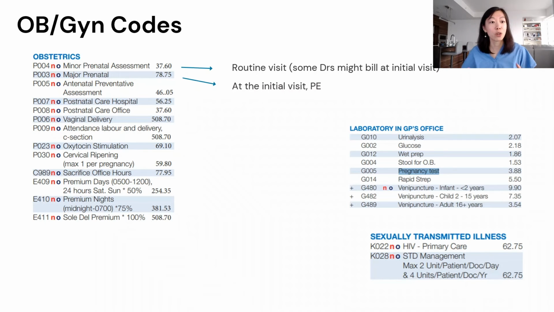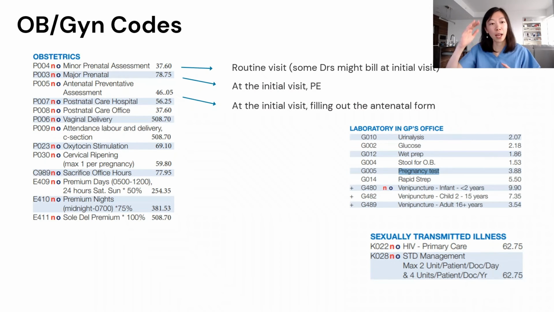Some doctors might choose to bill a P003 at their initial visit instead, and this is when a patient comes to you, they're pregnant, do a full physical exam, and sometimes you'll also do that antenatal preventative care form that has all these checkboxes on it. So the P005 covers your time for filling out that antenatal form. So if they deliver and you see them after birth, you can bill this P008, which is the office code.